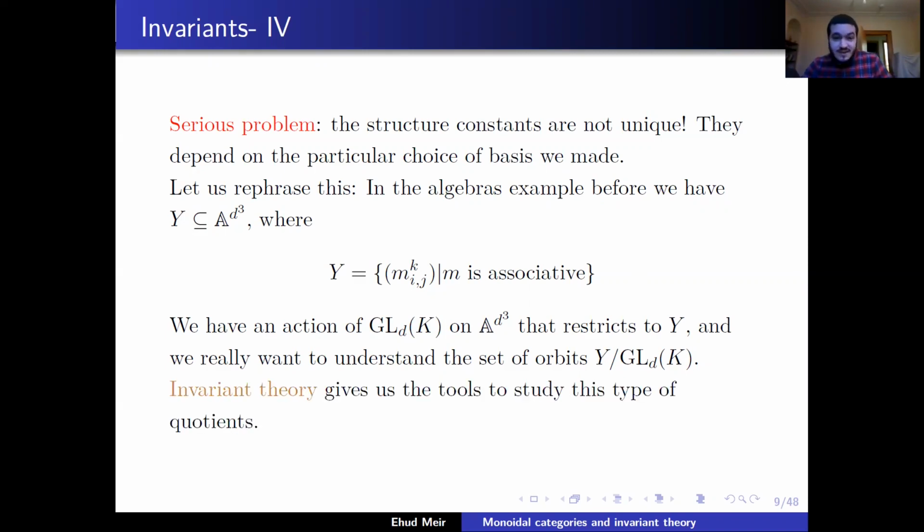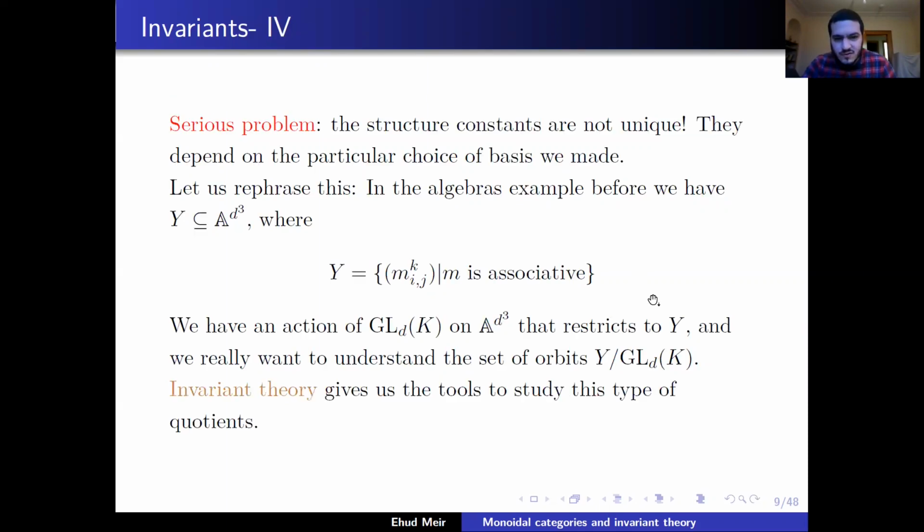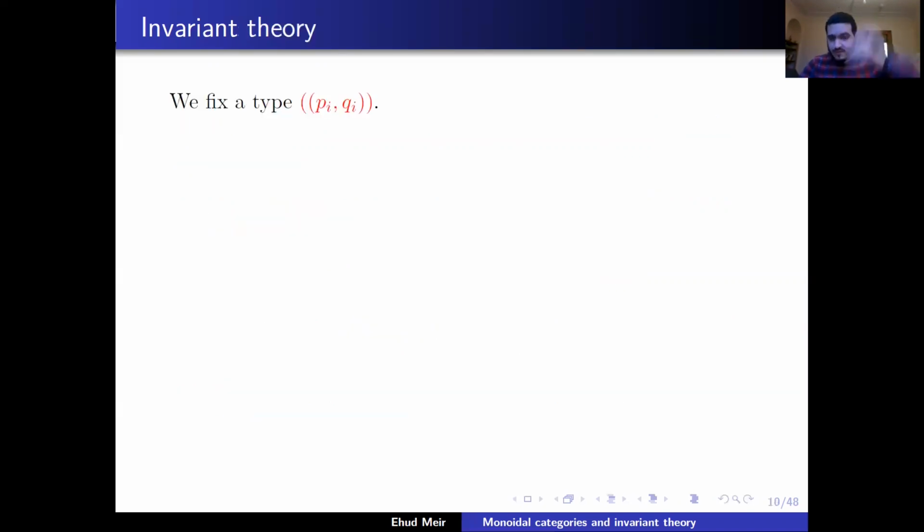And invariant theory gives us exactly the tools to study this type of quotients, this Y modulo GL_d(K). Okay, any questions so far? If not, then let's continue. Okay, so how do we actually do it?